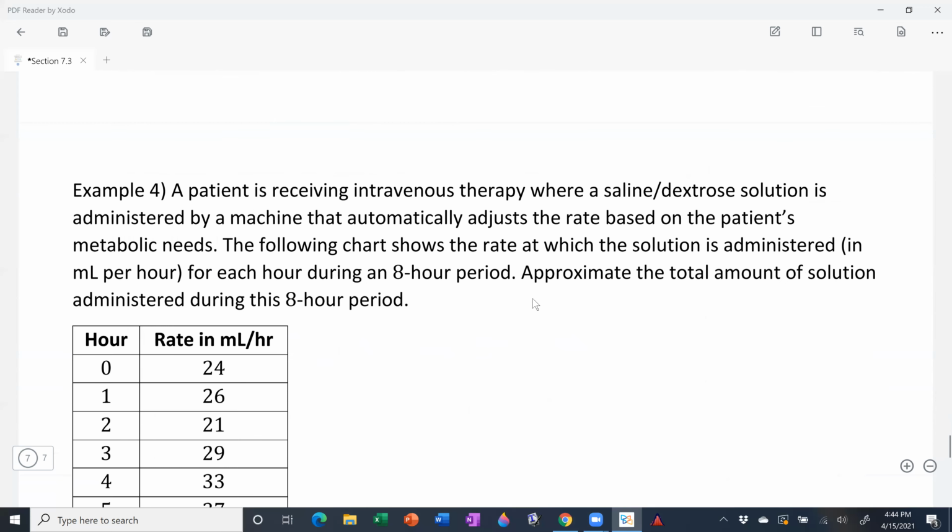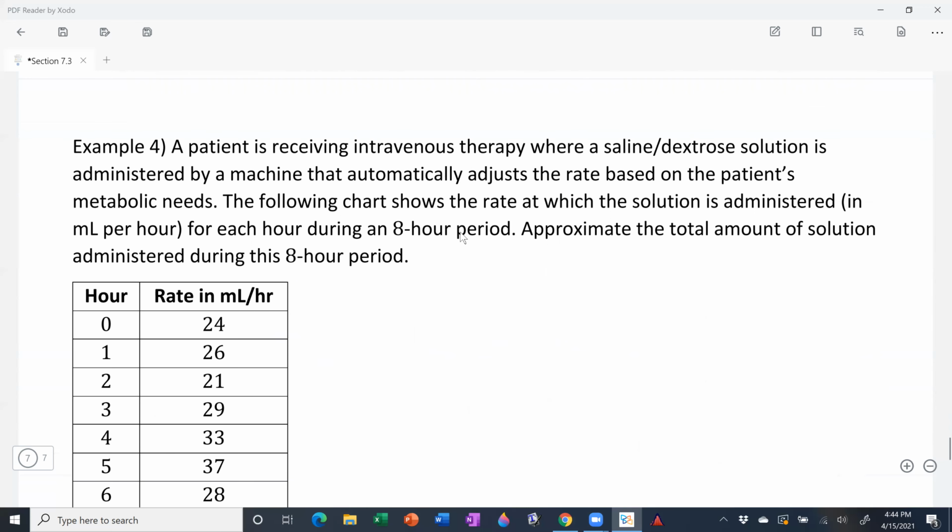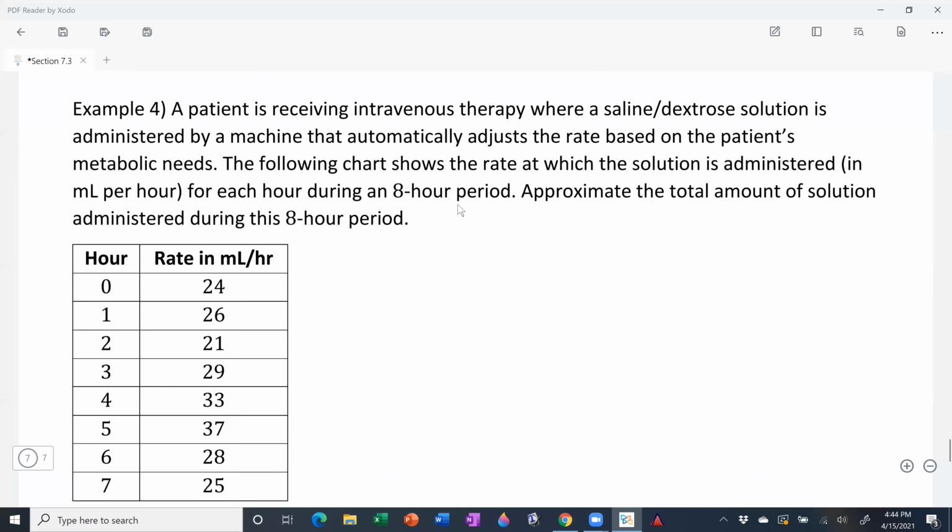All right, so let's look at example 4 here. A patient is receiving intravenous therapy where a saline dextrose solution is administered by a machine that automatically adjusts the rate based on the patient's metabolic needs. The following chart shows the rate at which the solution is administered in milliliters per hour for each hour during an 8-hour period. Approximate, so again, we're still approximating using a rectangle system. We're not using the actual limit as n goes to infinity yet. So we're still approximating with rectangles the total amount of solution administered during this 8-hour period.